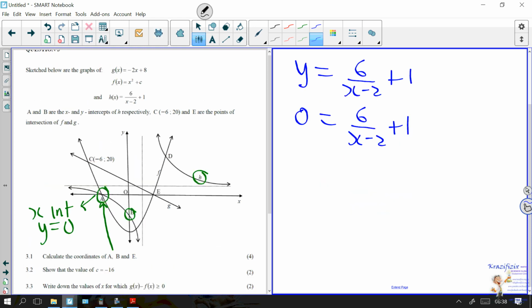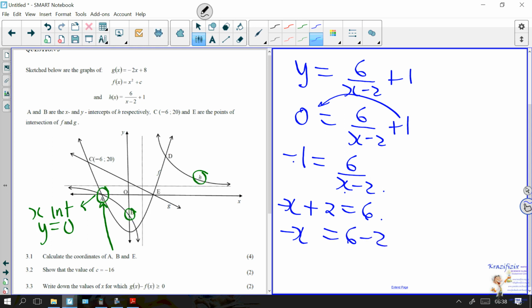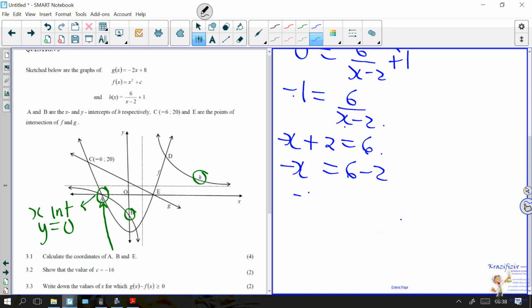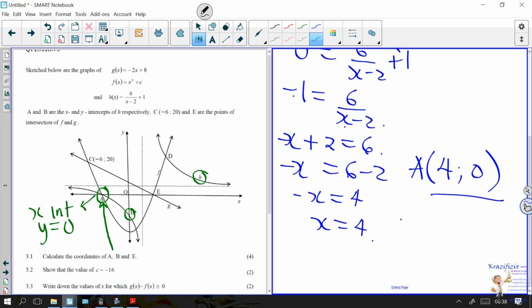We solve mathematically now. This one comes over here. What does it become? Negative 1 equals 6 over x minus 2. What do we do? We cross multiply. Negative 1 times x will give me negative x, and then a positive 2, equals 6. Negative x equals 6 minus 2. Negative x equals what? 4. What is my x value? 4. So what is my point A? My x value is 4 and my y value is 0.